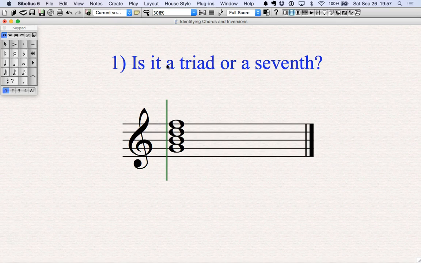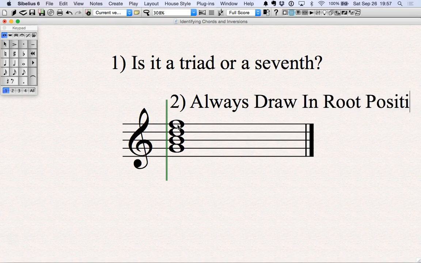That you'll go along and you've made up your mind for one reason or another, maybe because you've been on a roll or whatever, and you realize, oh wait a minute, that's not a seventh, that's a triad, or vice versa. So ask yourself that. That'll eliminate the possibilities and save you a lot of trouble and time. So that's number one. Number two is always draw in root position.